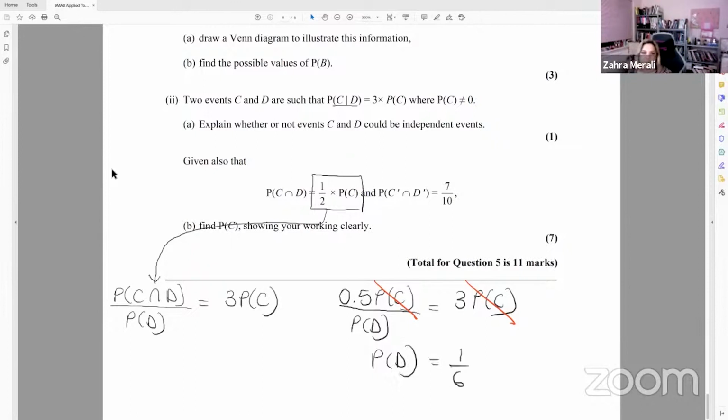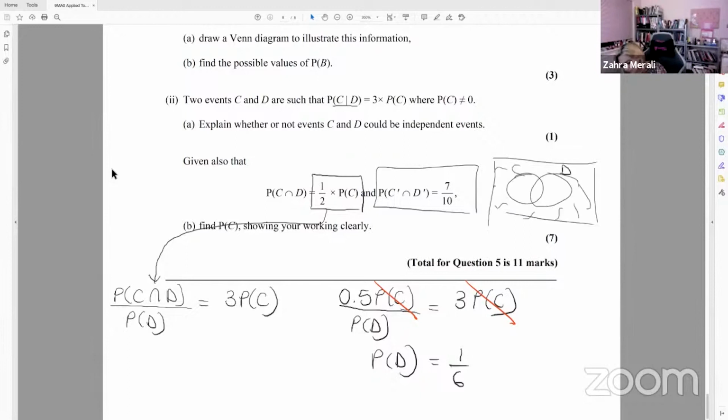So now we've got our probability of D, which isn't what we want yet, but most of what we want. And then we're given the probability of not C and not D. So that's the bit, if you think of a Venn diagram, that was C and D, that's the bit on the outside. So 1 minus it will give you the bits on the inside. So 1 minus 7/10, which equals 3/10, must be C or D.